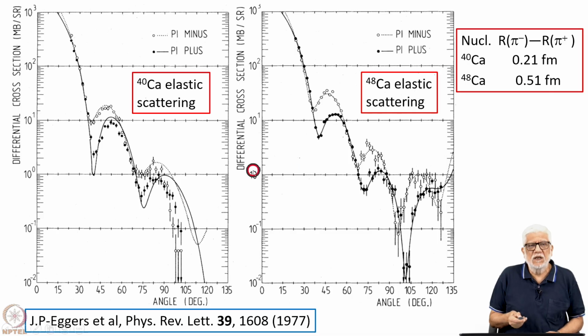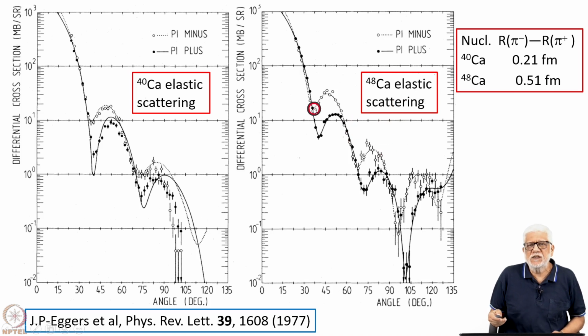So, that is shown in this experimental plot taken from this reference in 77. This is a plot of the pi minus and the pi plus elastic scattering cross sections on 40 calcium and 48 calcium. As you can see, 48 calcium has 8 more neutrons than 40 calcium, and they are the outermost neutrons. So, if you are sitting on the delta resonance, then the pi minus cross section should show an enhancement as compared to the pi plus cross section. Okay. So, this is what is shown here.